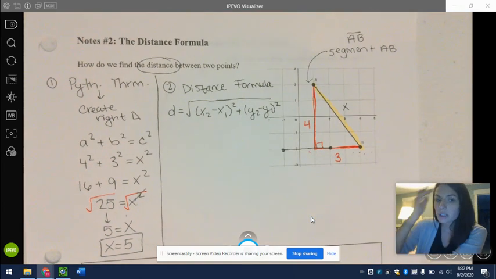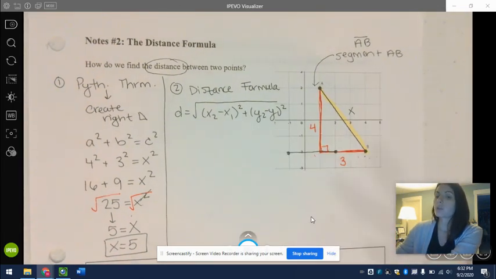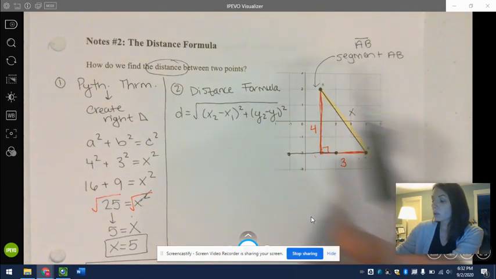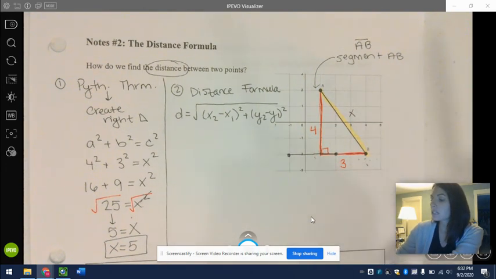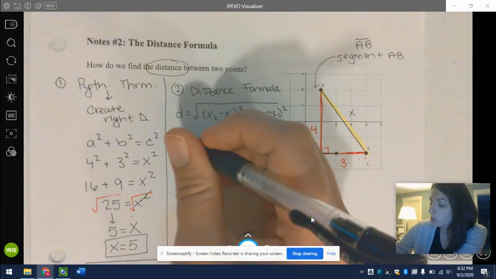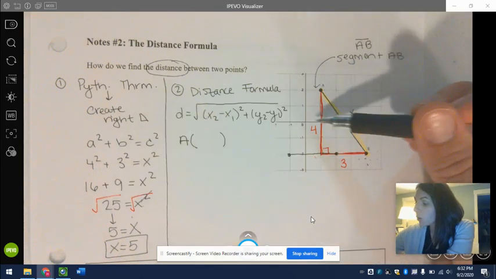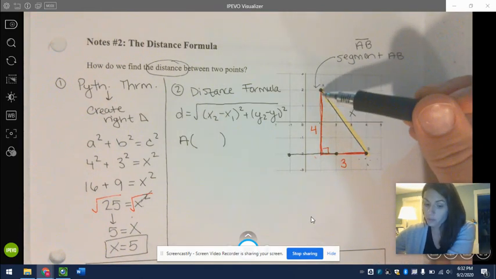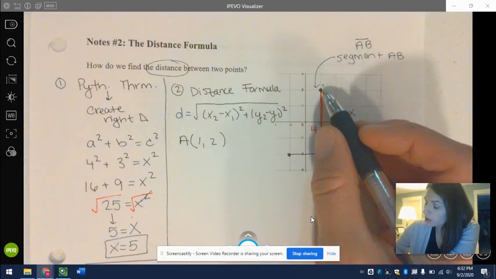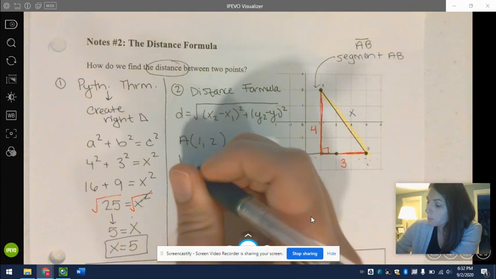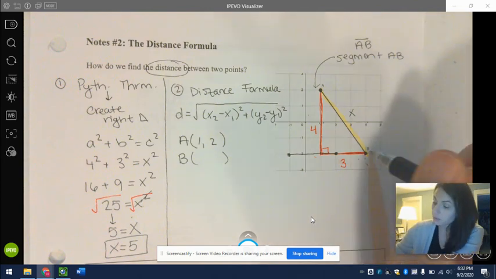And so when we're doing our distance formula, we're really not so much thinking about the visual, although sometimes we have the visual to work from, but instead we're thinking about these ordered pairs. Where is point A and where is point B? And then what's the distance between those two? So when I look at point A, I could write down that A is at (1, 2). Point B is at (4, -2).